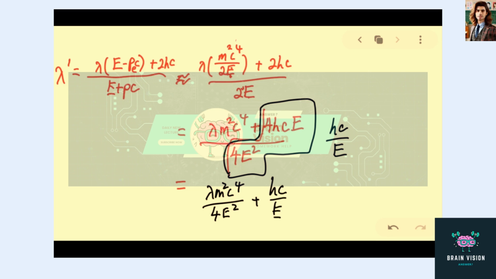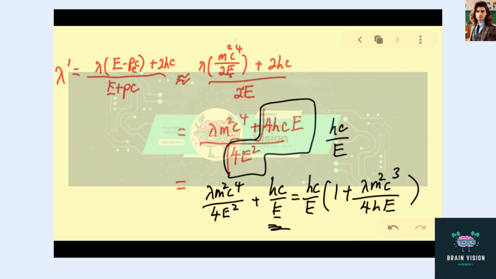To convert this into the equation that was given in our question, we will try to factorize out hc over E from both terms. From the second term, this is just 1, and on the right hand side, we reduce the c power by 1, and then we add 1 h at the denominator. So this is the expression given in the question.